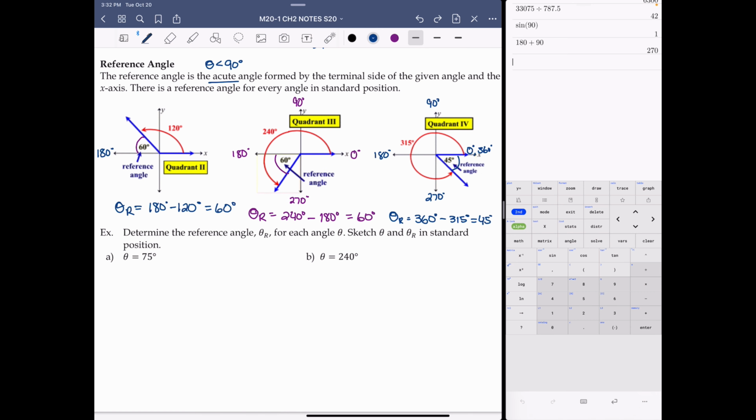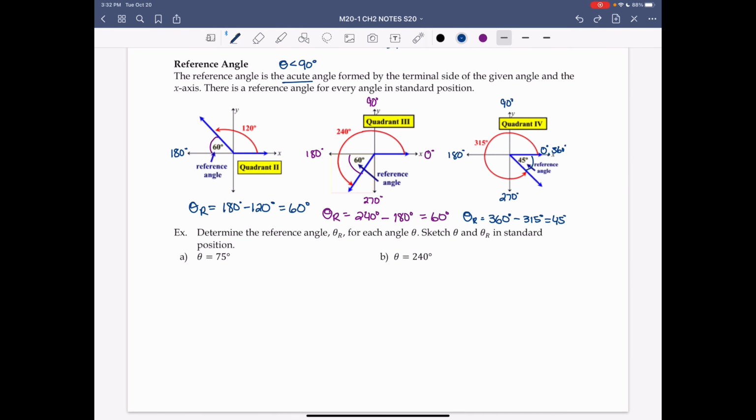Determine the reference angle theta r for each angle theta, and sketch theta and theta r in standard position. First one is theta equals 75 degrees. Starting at the positive x-axis, our initial arm is there. The vertex of the angle is at the origin. This is 90 degrees. Our angle is 75 degrees, so it's going to be a little bit less than that. It's going to be somewhere around here maybe.